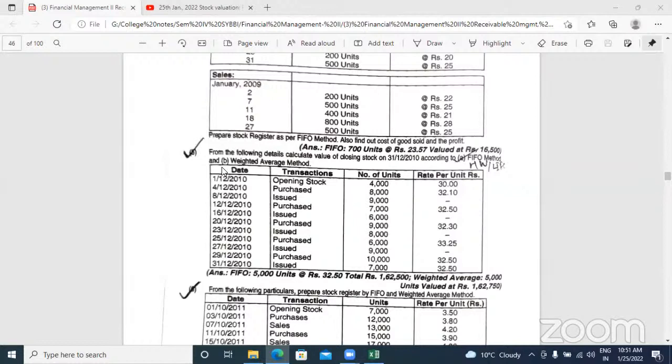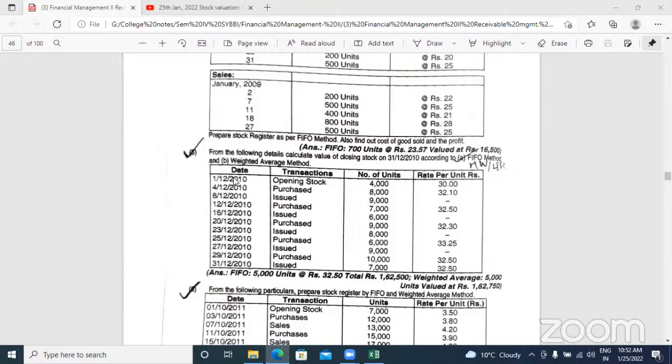From the following details, calculate value of closing stock on 31st December. See, he says now, calculate value of closing stock on 31st December 2010. So December 2010 is going to be common according to FIFO method. So we are going to solve only according to FIFO, not according to weighted average. From next lecture, I will start weighted average. So FIFO method will be over today. I'm not going to repeat again, but yes, I'm going to give you some sums as homework.